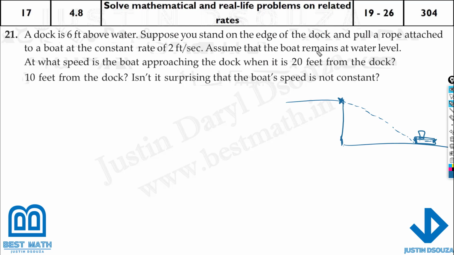Now, what did they give us? They have told us we pull a rope attached to it at a rate. See, this is being pulled. Imagine this is the rope; we can take it as r. The rate is given, feet per second. What about this? This is the x value, the horizontal distance. Let's take it as x. And this height is told as 6 feet.